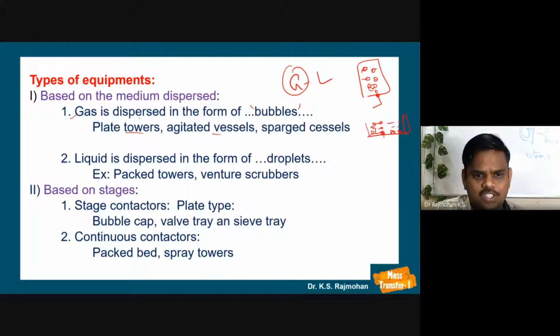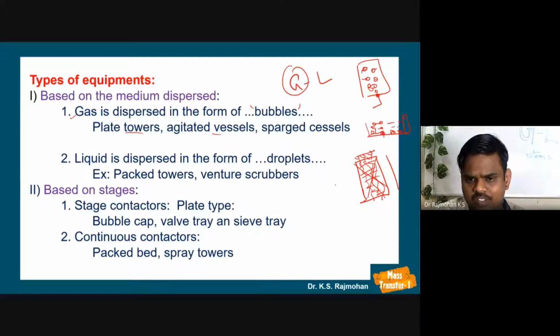Okay, gas dispersed systems. Or in the other case, we can have a liquid dispersed system, where we will have packed towers or venturi scrubbers. We can have a sprayer in a packed tower or anywhere. What we will do is spray the liquid, and the liquid will be trickling down across these packing materials. So that way the liquid is being dispersed.